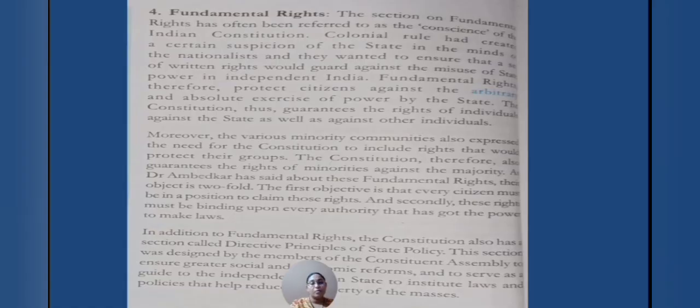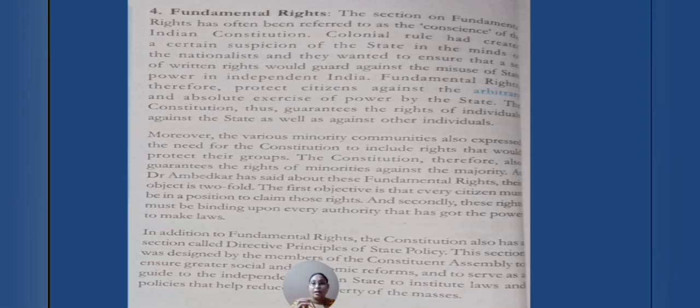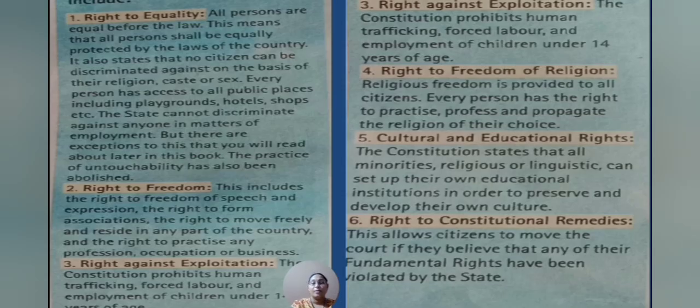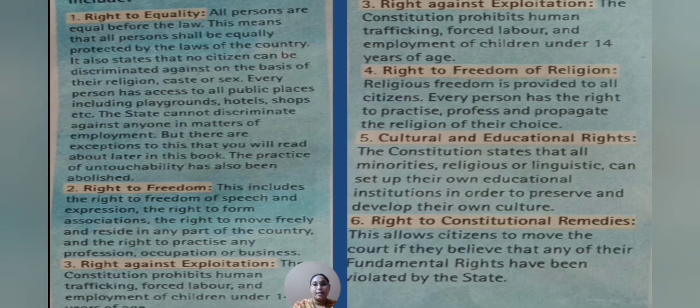Around 300 members of our Constituent Assembly were nationalists, and they watched directly the brutality of the Britishers and how Indians were suppressed at their hands. Keeping all those things in mind, our Constituent Assembly members provided very good fundamental rights to Indians. So here we have some of the fundamental rights. Have a look at that.